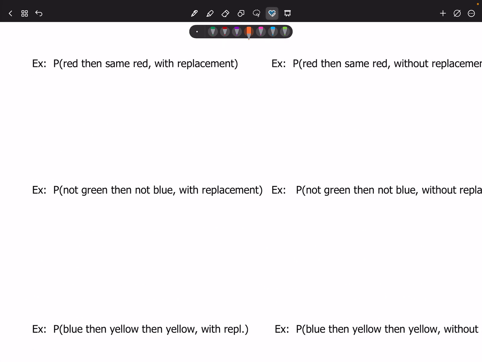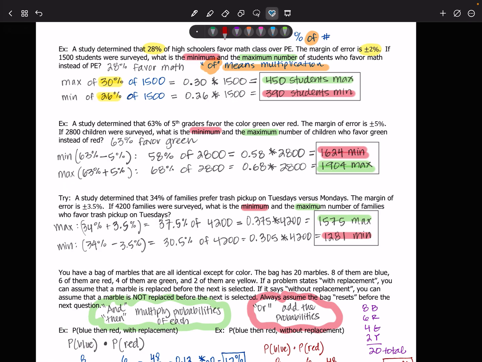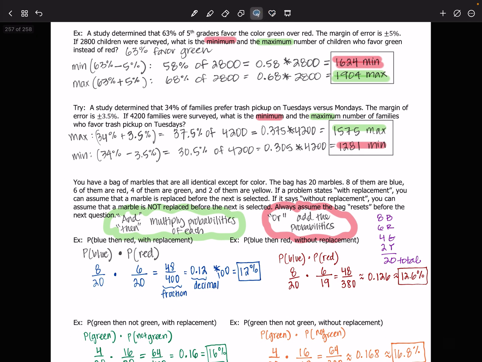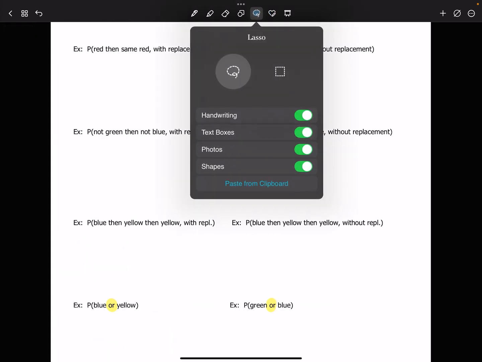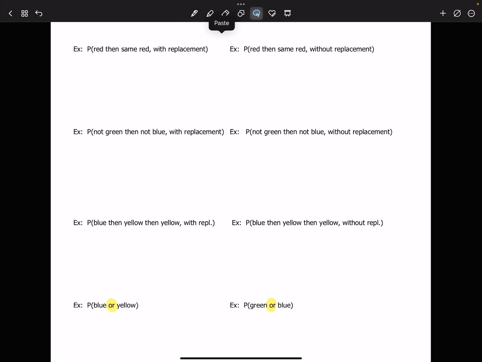Okay, probability of red, then same red with replacement. Red and then the same exact red marble. So let's say, how many red marbles do we have? I'm going to have to copy this because I like to see this information. So you might want to copy that as well. I'm just going to go ahead and paste it right here so that I can see it.